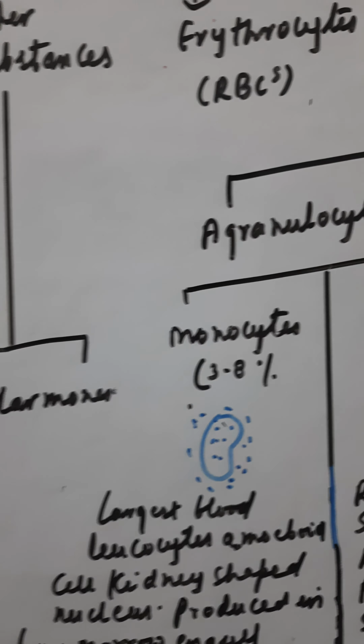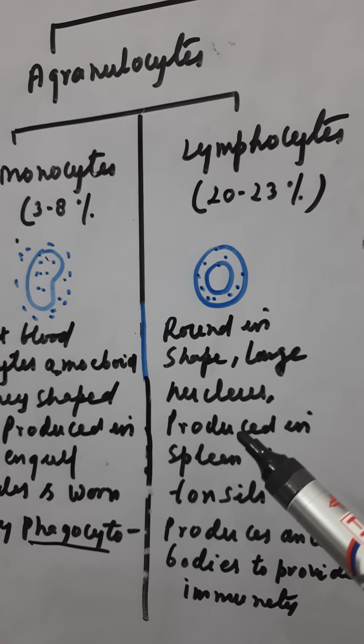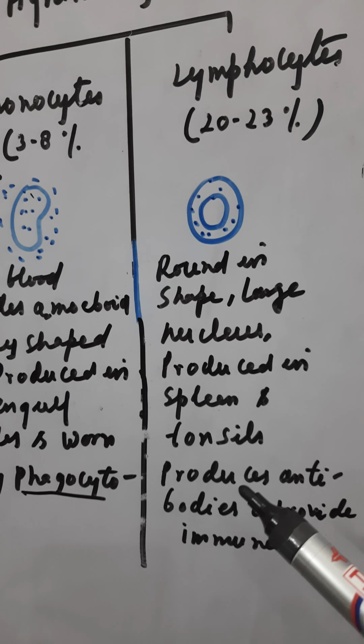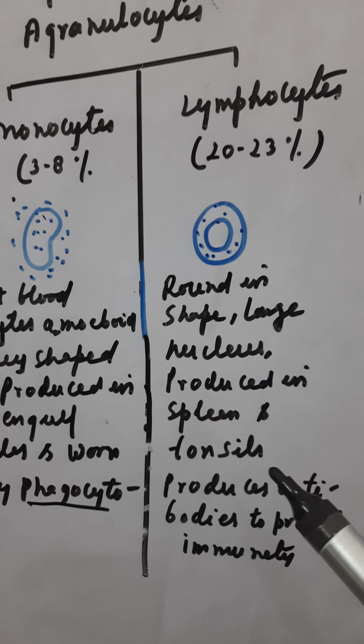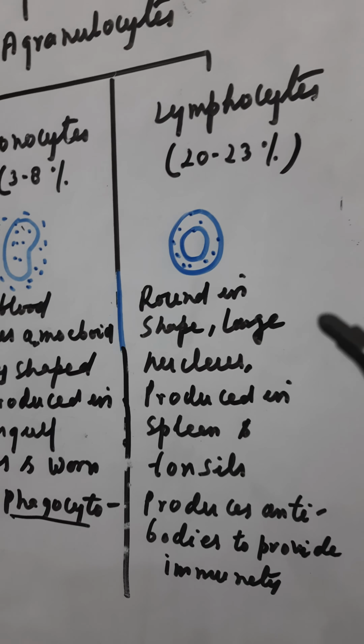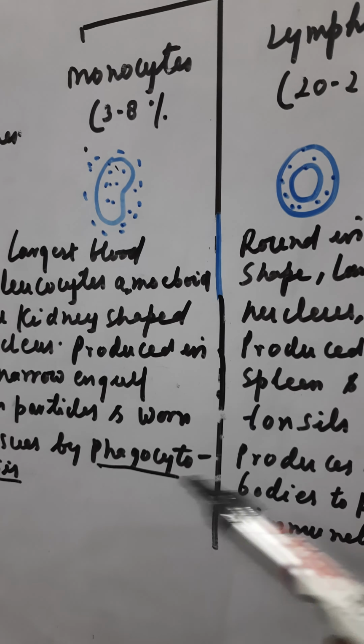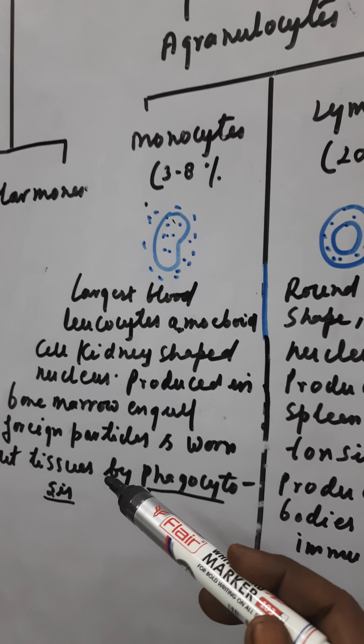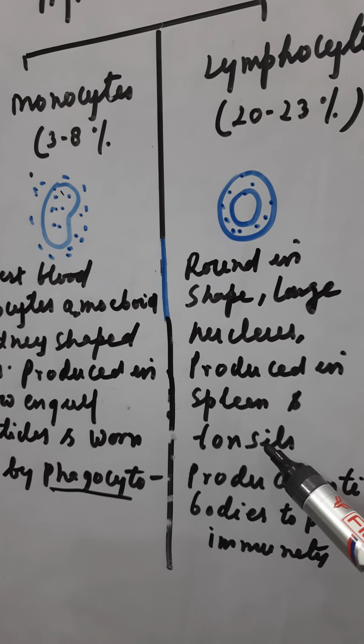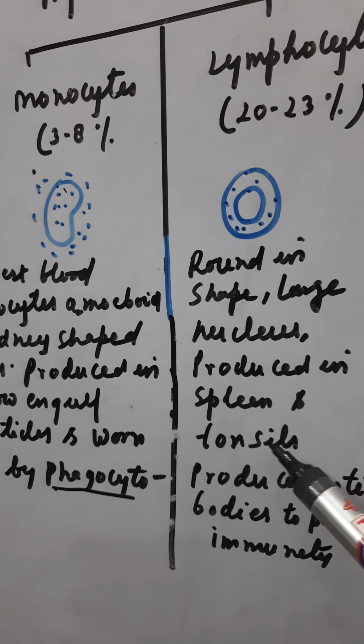Lymphocytes are round in shape, and a large nucleus is there, as you can see over here. They are produced in the lymphoid organs, which are the spleen and tonsils. So lymphocytes, as their name indicates, are present in the lymphoid organs like the spleen and the tonsils, and their main function is to produce antibodies, and they produce immunity by producing the antibody. Monocytes help in phagocytosis, and lymphocytes produce the antibodies to provide immunity. This is the basic difference between the monocytes and lymphocytes.